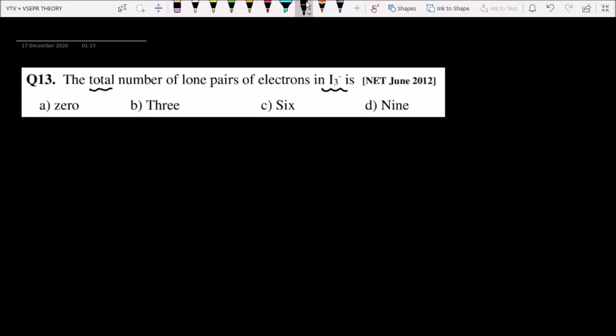Here, there is a slight twist in the question. They are not asking the number of lone pairs of electrons on the central atom, but they are asking the total number of lone pairs, which means all together. Okay, but basically what is I3 minus? I3 minus exists as a linear shape. It has two bond pairs and three lone pairs. The central atom will have three lone pairs. So it will exist something like this.